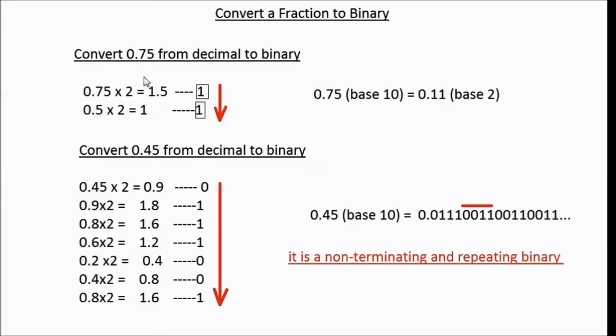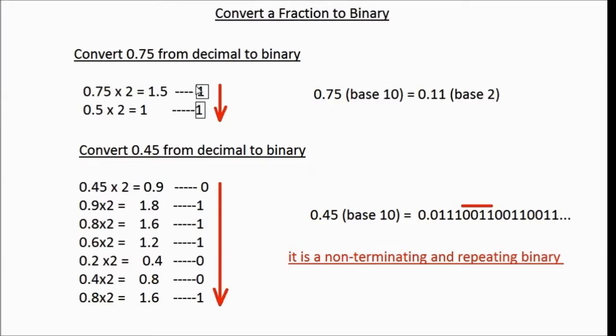Now let's convert a fraction to binary. Fraction in decimals to binary. In this example, we consider 0.75. The procedure is the following. Multiply the fraction with 2, you have 1.5. Collect the whole number part, which is 1.